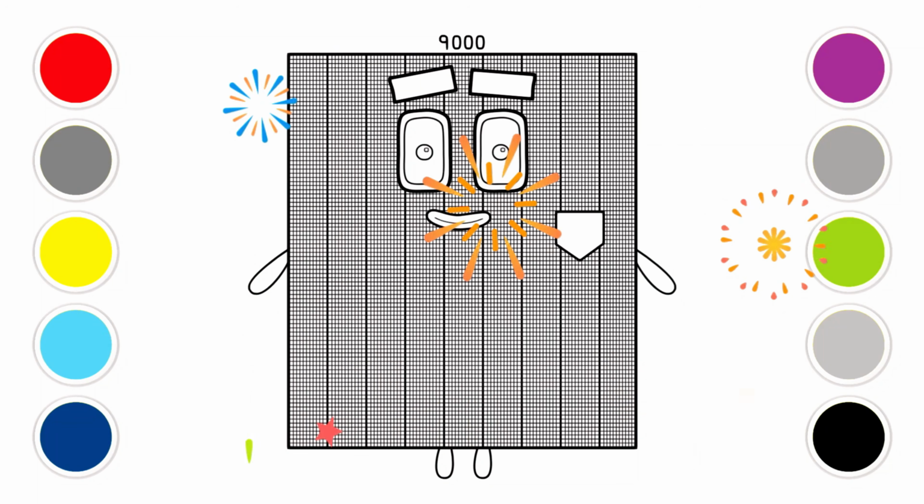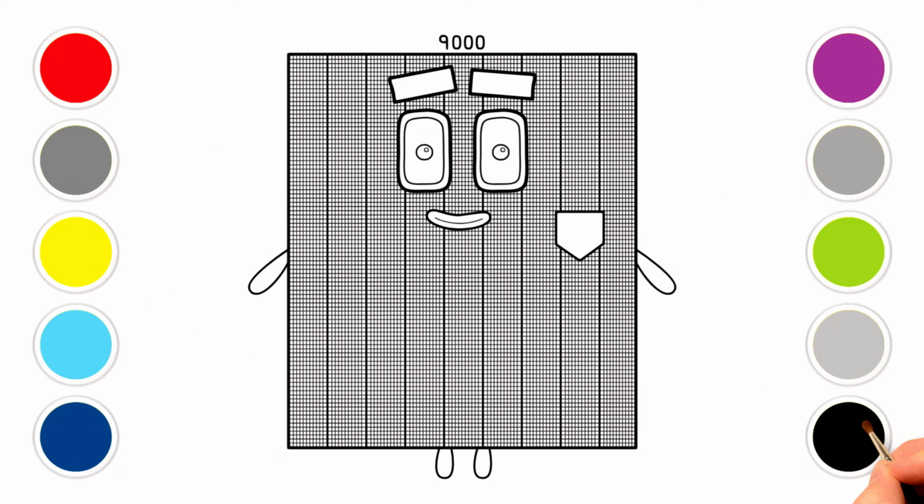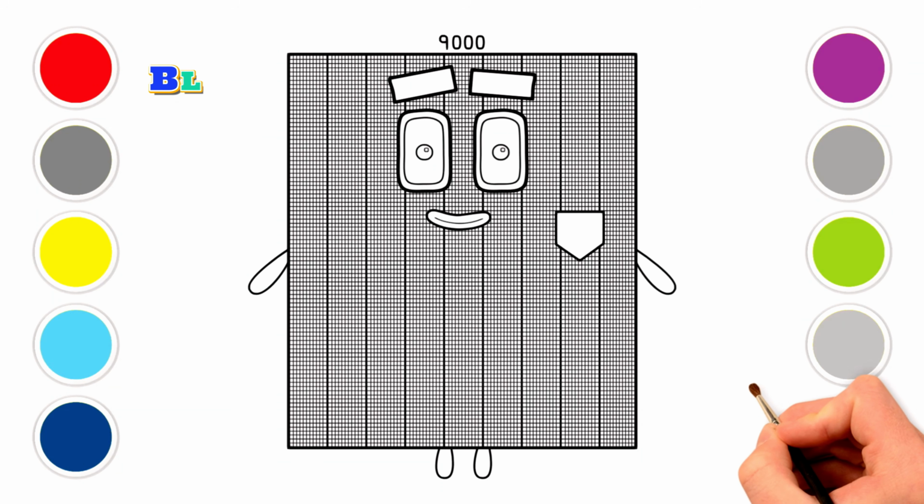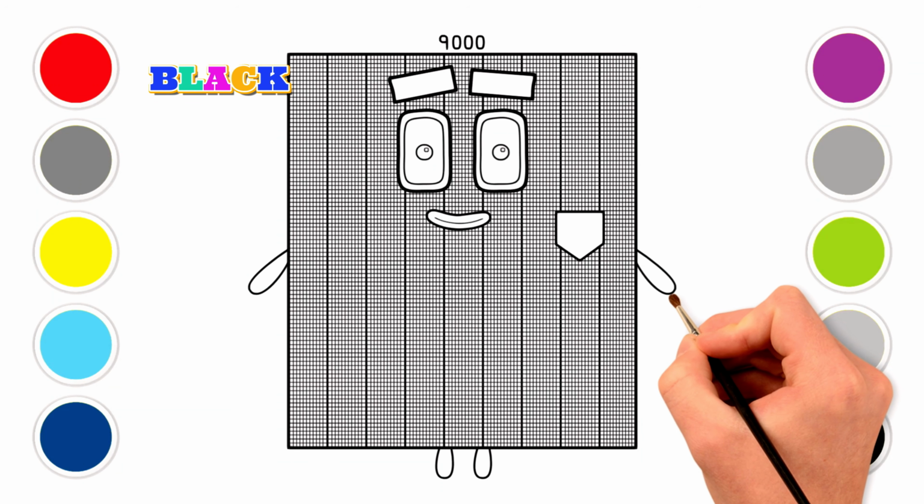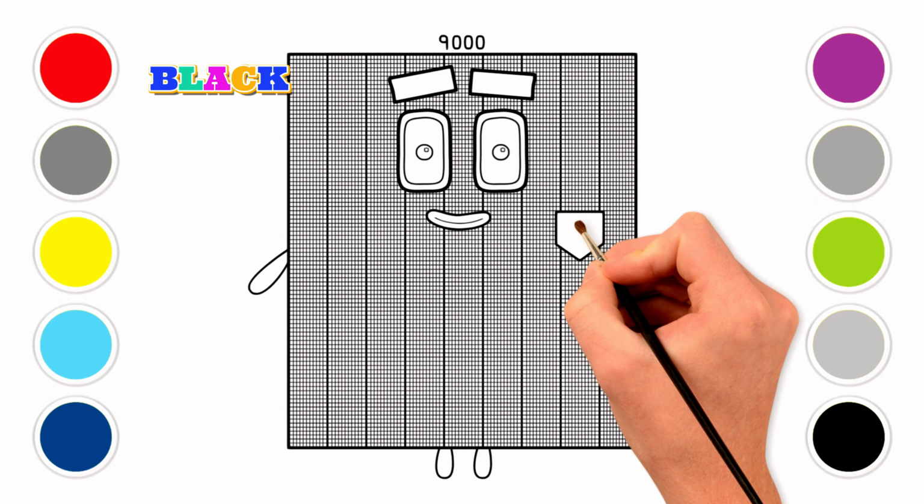Let's make it look awesome. First, pick up the black color. Spell black, B-L-A-C-K, black. Color the eye pupils black.